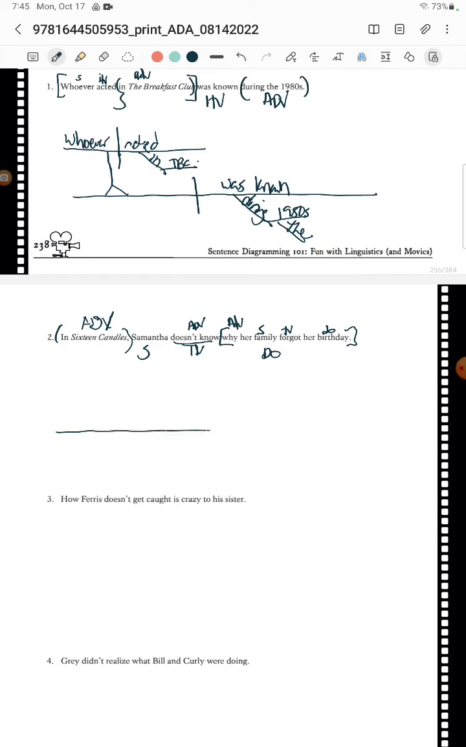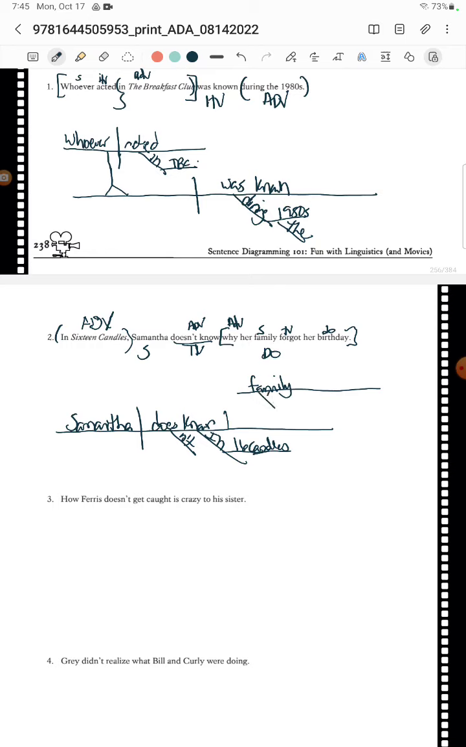Okay, so let's do one of these. So we know it's Samantha, and we know that she does know, not, right? And then the thing, oh, she doesn't know in 16 Candles. Let's just do that here. And then what doesn't she know? She doesn't know why her family forgot her birthday. So family, her family, forgot. And then what did they forget? The birthday. And then whose birthday? Her birthday. And then why? Why? And then we put that whole thing on a stand in the direct object spot because that is the thing that she doesn't know.